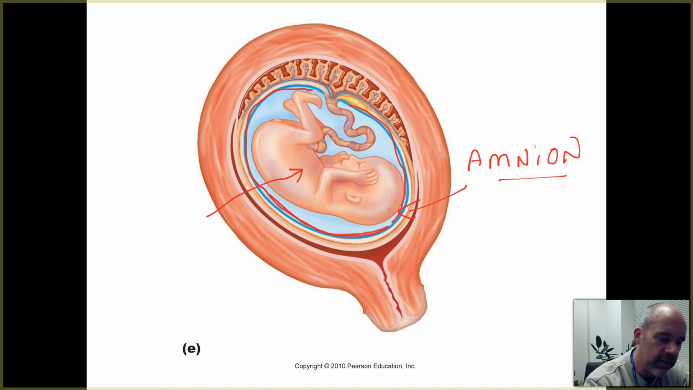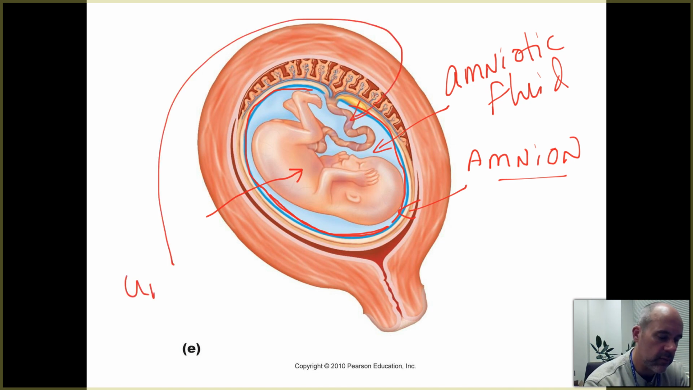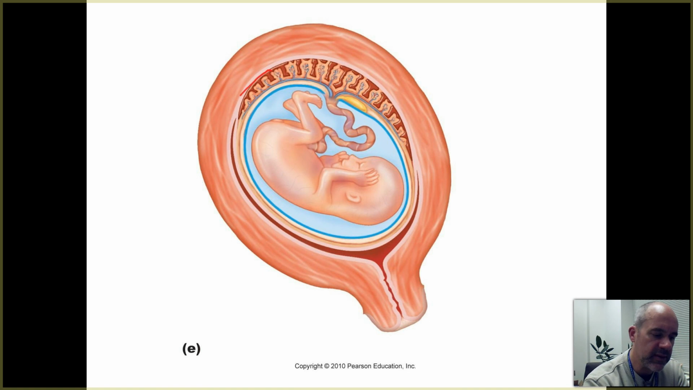And it's filled with amniotic fluid on the inside. And of course, there's your umbilical cord. The umbilical cord contains arteries and veins of the fetus. Blood gets carried from the fetus through the umbilical cord up here to the placenta. So this is the placenta that has been cut open in cross section.